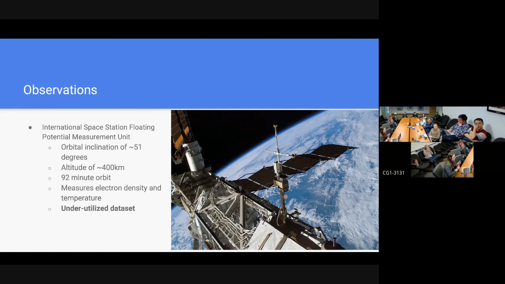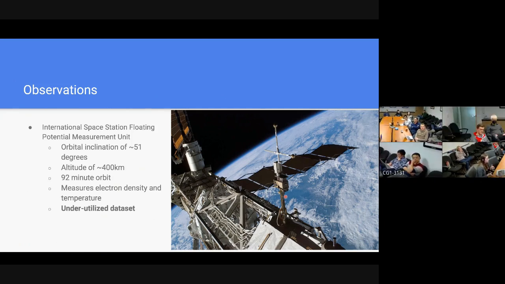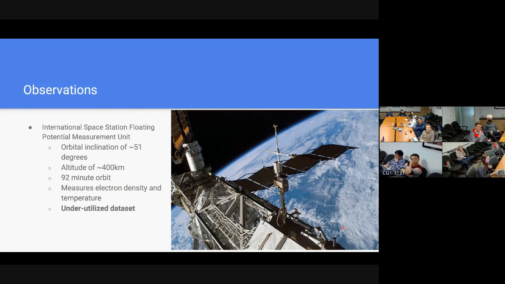The other issue is because of the way the downlink from the International Space Station works, there are certain longitudes that are never covered. But this is kind of an underutilized data set. It is publicly available on CDA Web, though, if you're interested in taking a look at it.